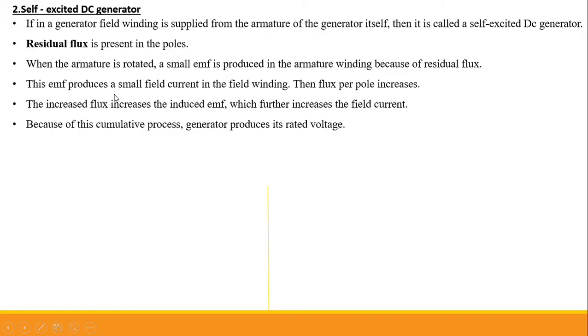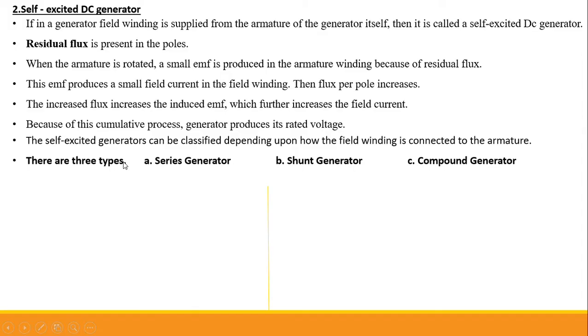This EMF produces a small field current in the field winding, then flux per pole increases. The increased flux increases the induced EMF, which further increases the field current. Because of this cumulative process, generator produces its rated voltage.